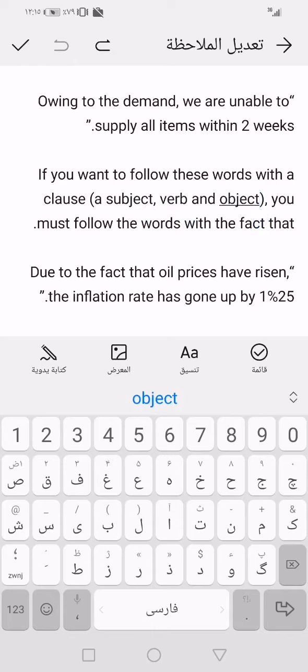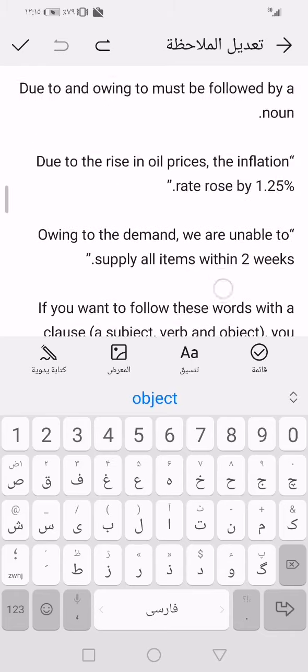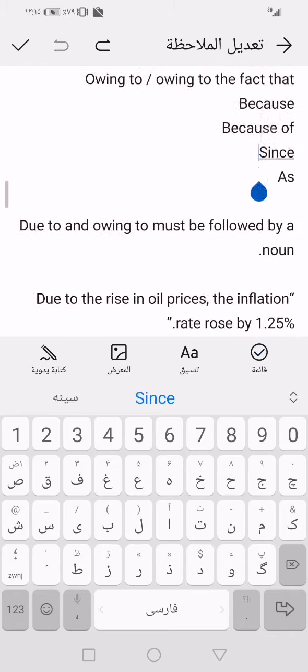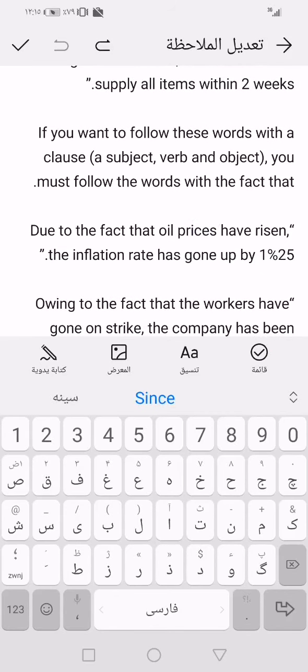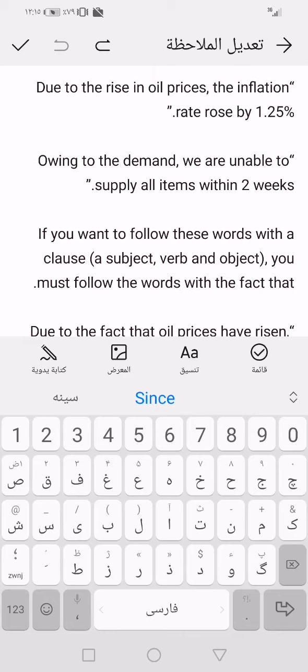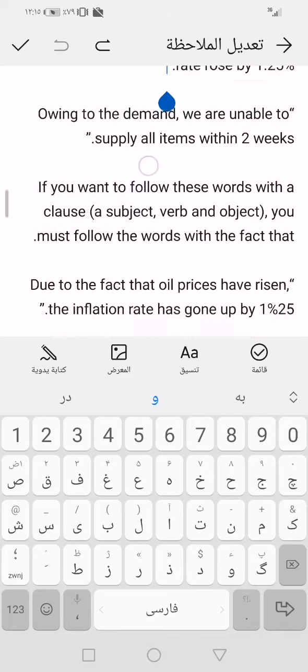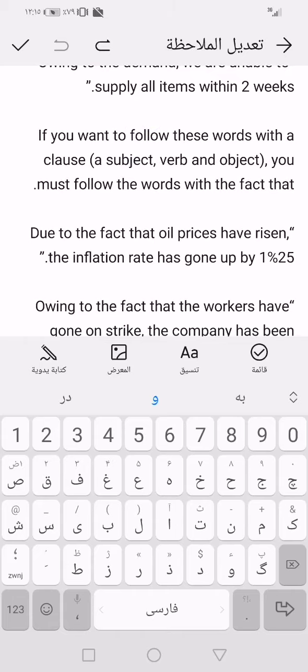إذا أريد أخلي عبارة ورا هاي الكلمات شو أسوي؟ لازم you must follow the words with the fact that، يعني أضيف كلمة fact that. Due to the fact that فقط. Due to the fact that oil prices، نفس المثال. بس إذا أريد أضيف عبارة إضافية بس أكتب كلمة fact، نفس المعنى تجي.